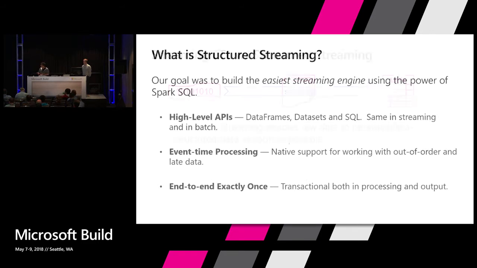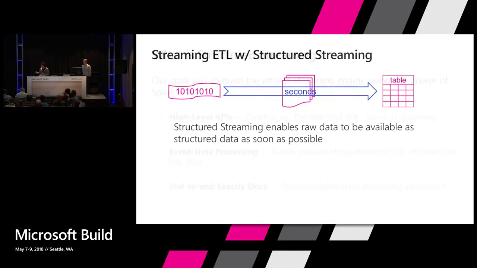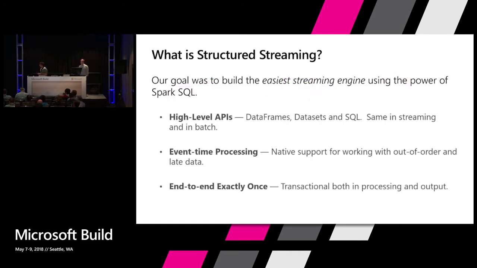So we talk about, how do you do this with structured streaming? At a high level, structured streaming consists of three things. It's high level APIs. So I spoke about DataFrames, Datasets, and SQL. These are APIs that you can apply to DataFrames. And they're the same APIs in streaming and in batch.